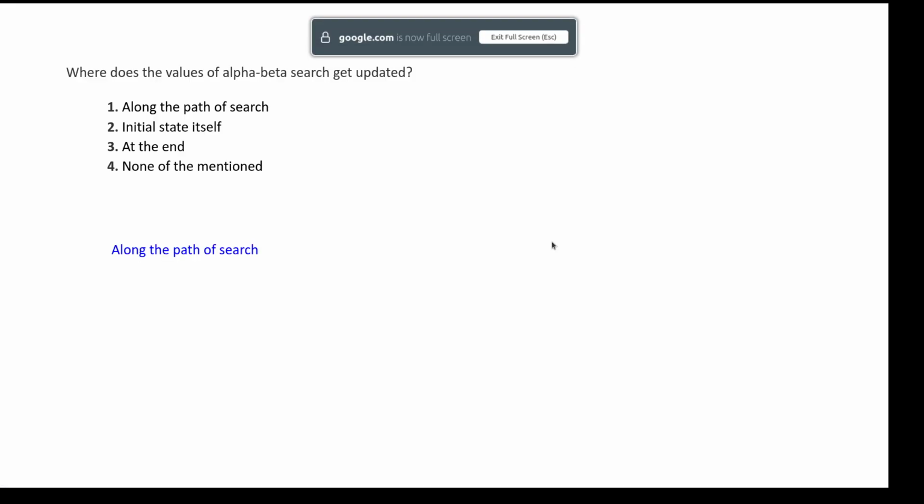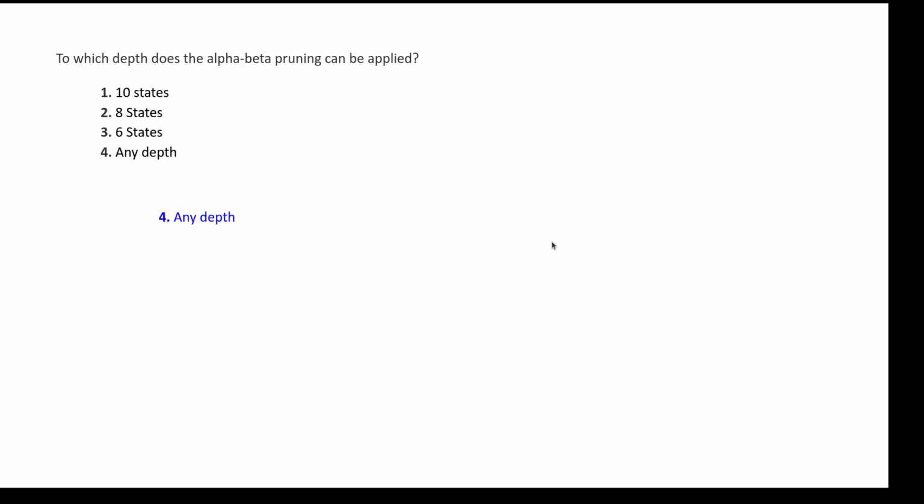The answer would be along the path. Along the path of search, as we traverse, we update alpha and beta. If you see in this example, that's what we're doing. Depending on the node value, we are updating alpha and beta.